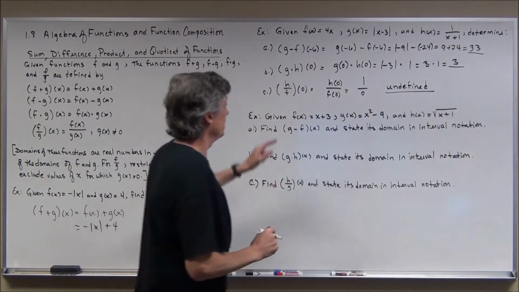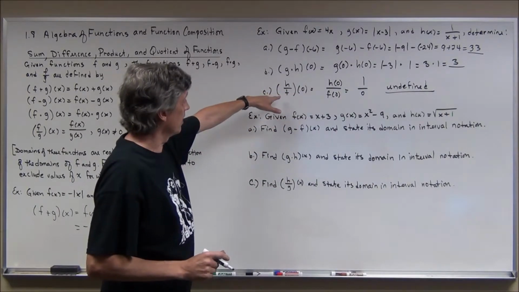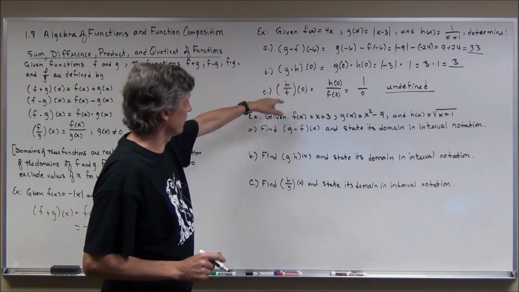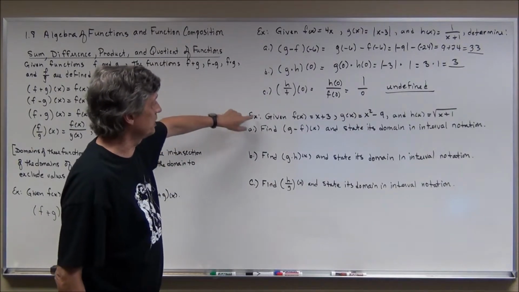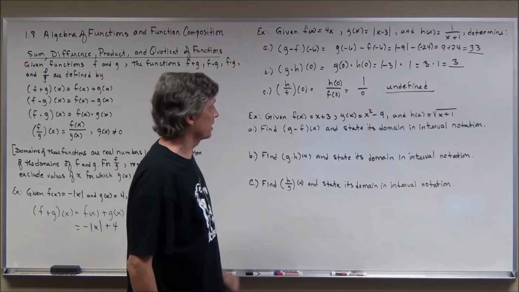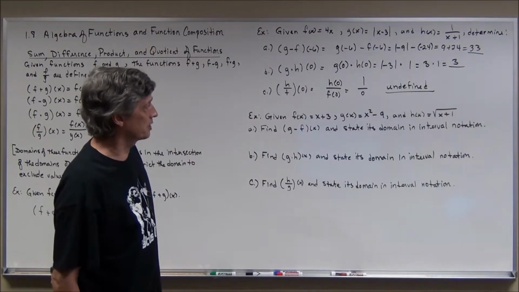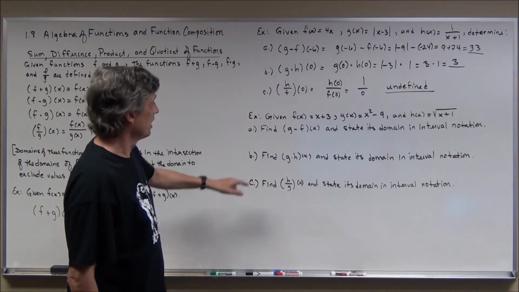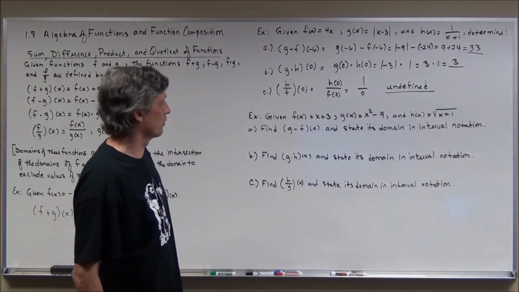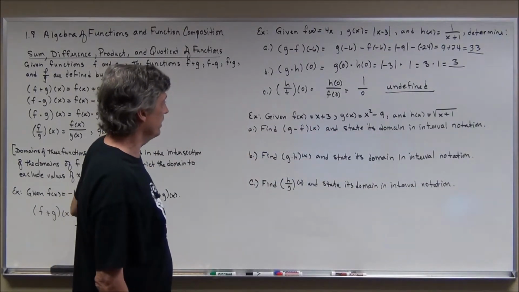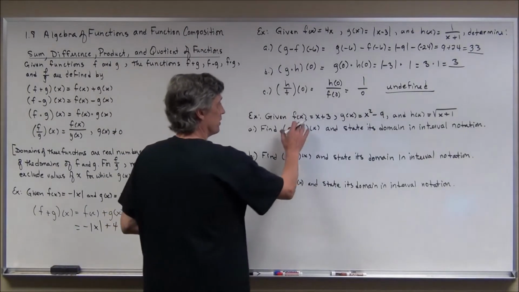So in this case, 0 would not be part of the natural domain for h divided by f. Here's another example. Given functions f of x is equal to x plus 3, g of x is equal to x squared minus 9, and h of x is equal to the square root of x plus 1, let's find g minus f of x and state its domain in interval notation. Now remember, the domain will be the intersection. So let's look at each one of these individually.